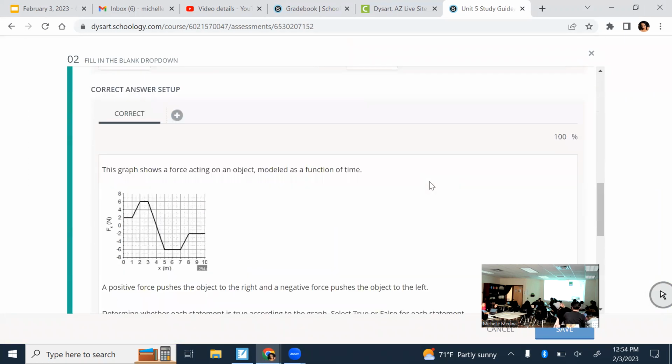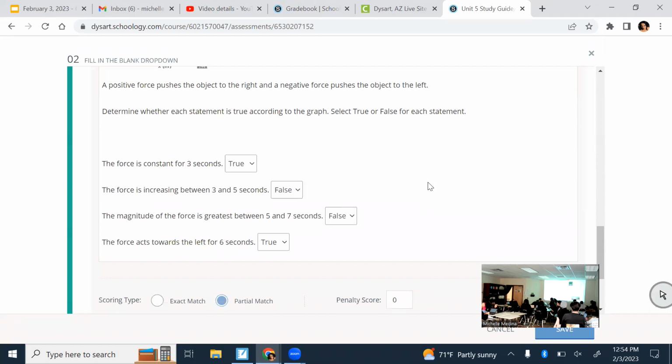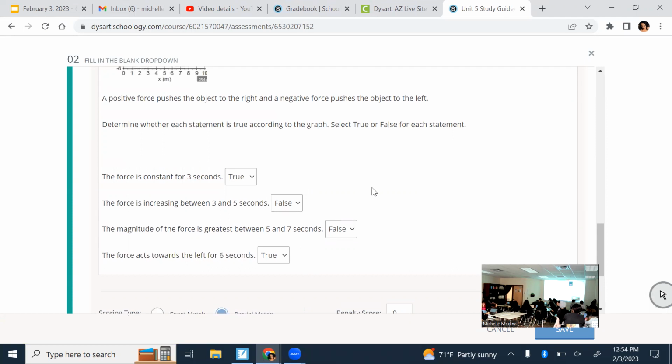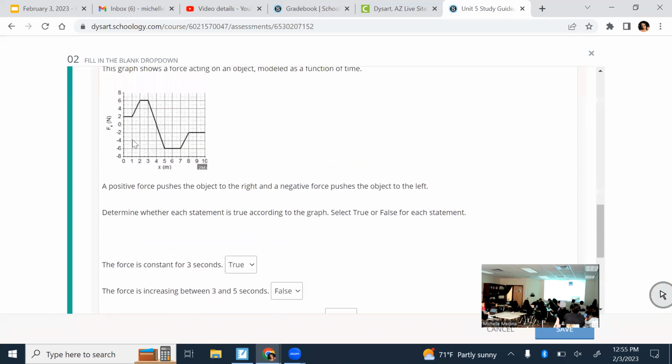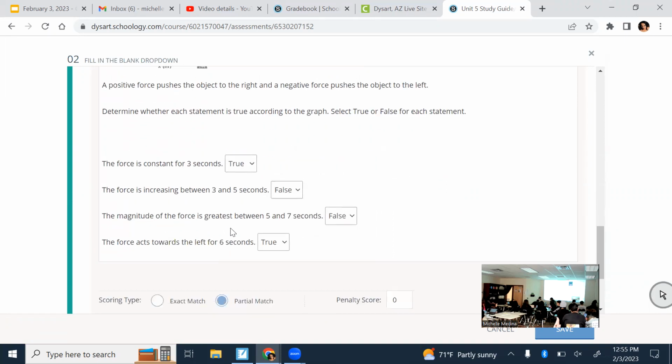So, okay, we said false, false, false, true. And I wonder if there's an error on this. The key says true, false, false, true. So let me relook at this graph. I don't think it's constant for 3 seconds, so I'm wondering if that's an error. 5 to 7. 5, 6, 7, that's 2 seconds, isn't it? I don't know. I will ask, because I don't know about that. Yes?